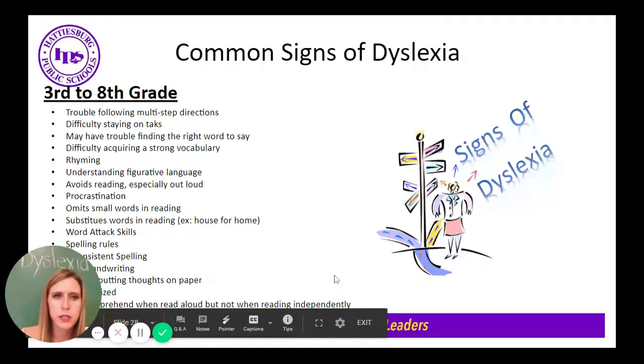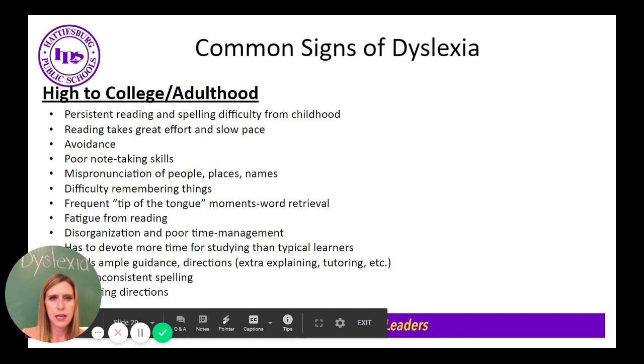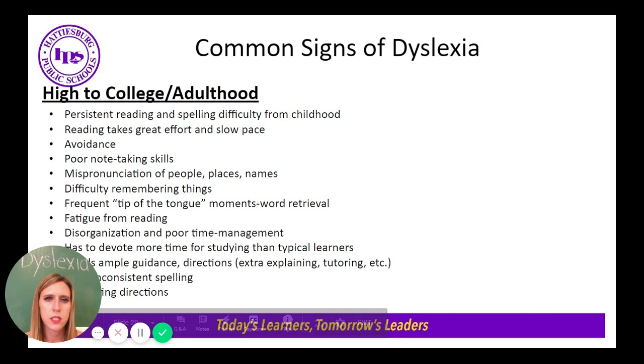So now we're going to go on to high school to college. Some of the common signs would be persistent reading and spelling difficulties. They've had difficulty with this from a young age, and it hasn't gotten much better as they've grown older. Reading takes great effort and a slow pace. It's almost exhausting for them after they read something. They tend to avoid anything that has to do with reading or spelling or writing.